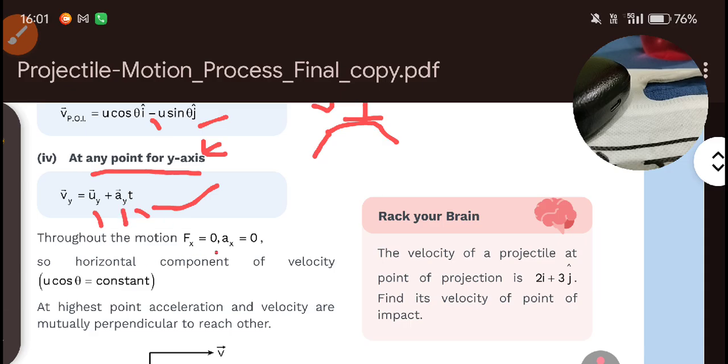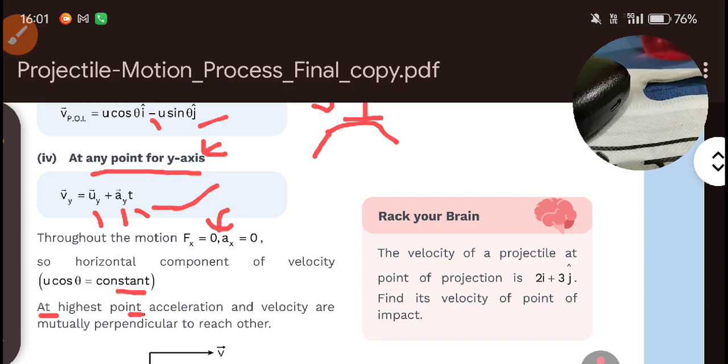Throughout the motion, Fx will be nothing but 0, because here the horizontal acceleration is 0. So here we ignore force. The horizontal component of velocity will be u cos theta, because acceleration is going to be 0, that's why there will be no force along the horizontal axis.